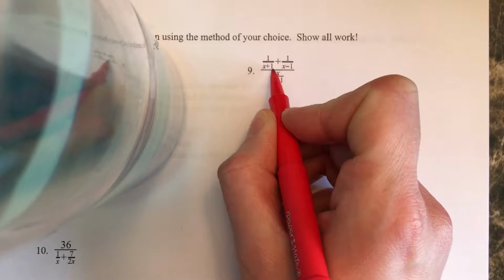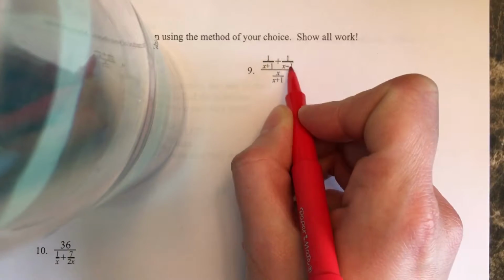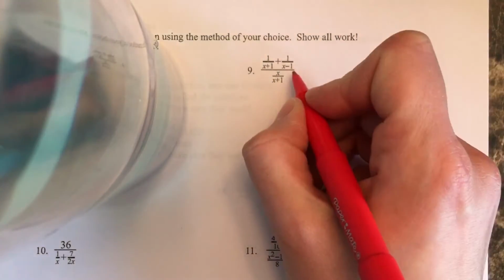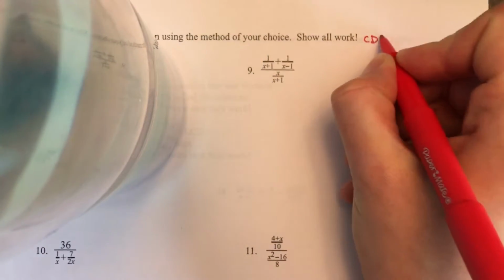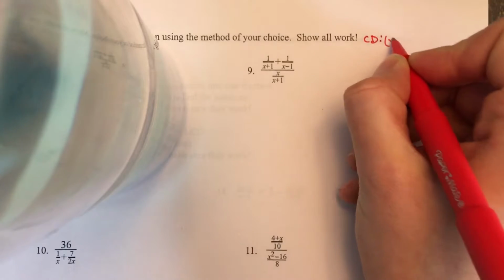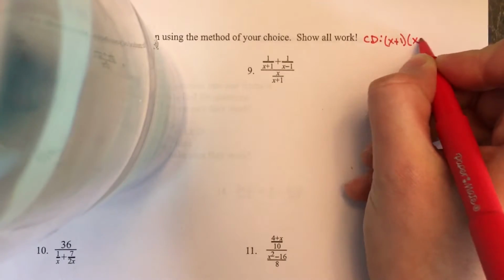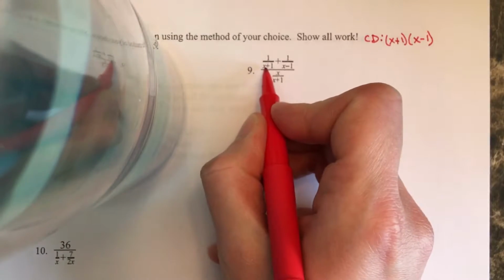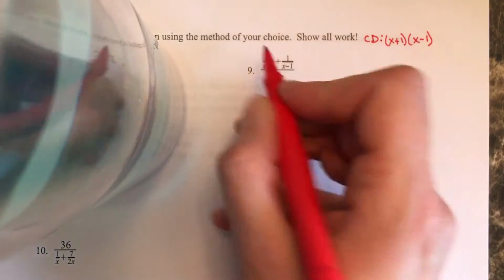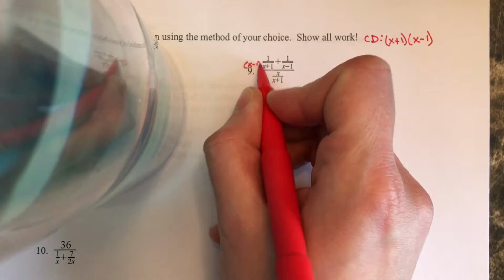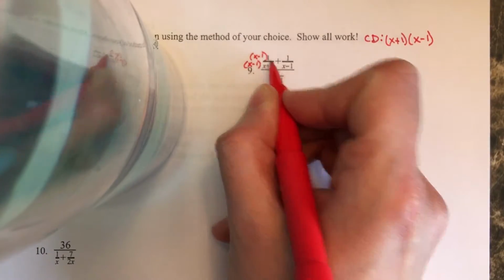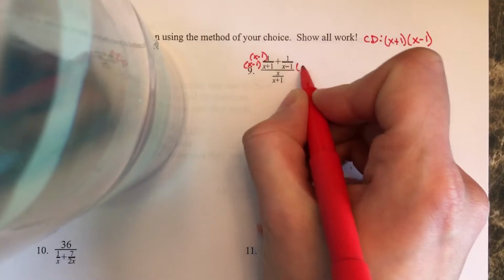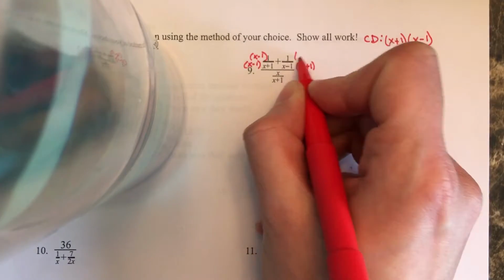So I have 1 over x plus 1 plus 1 over x minus 1. In order to add these fractions, I need to get a common denominator. My common denominator here would be x plus 1 times x minus 1. So looking at my first term, I can see that I'm missing x minus 1 from the denominator, so I'm going to multiply the top and bottom by x minus 1. And in my second term, I'm missing x plus 1 from the denominator, so I'll multiply the top and bottom by x plus 1.